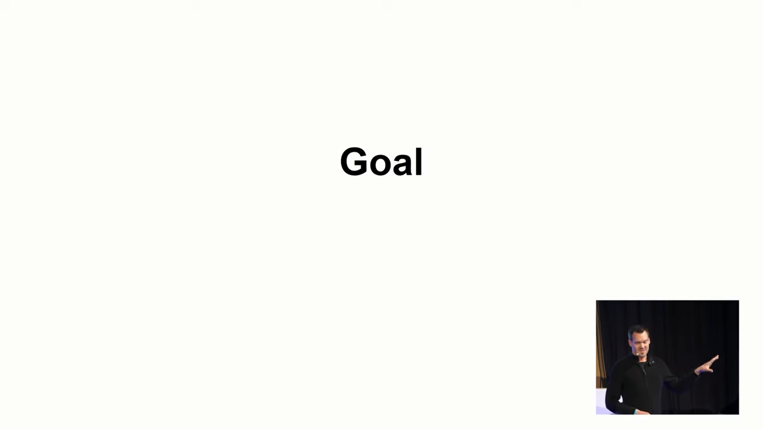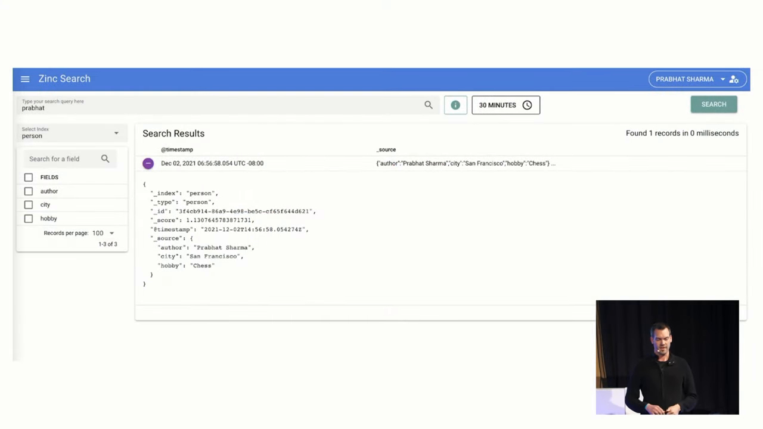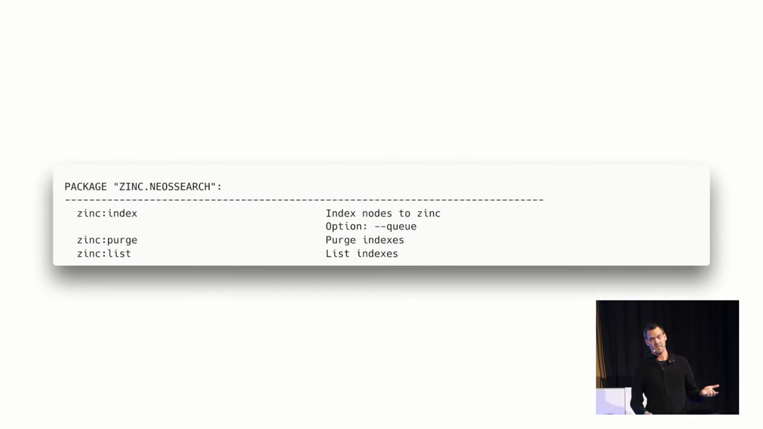So my goal was to create a simple, lightweight package for small projects, not the big ones. And if you go with Zinc, you already get a nice UI to the data, which is pretty handy. And I needed to create an indexer again. So there's a small package published tomorrow, which adds the indexing command, and you can just add an option queue, and you have done that too. I have a purge on the list, that's all.